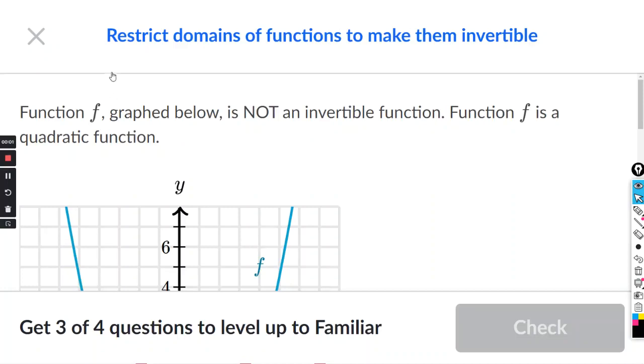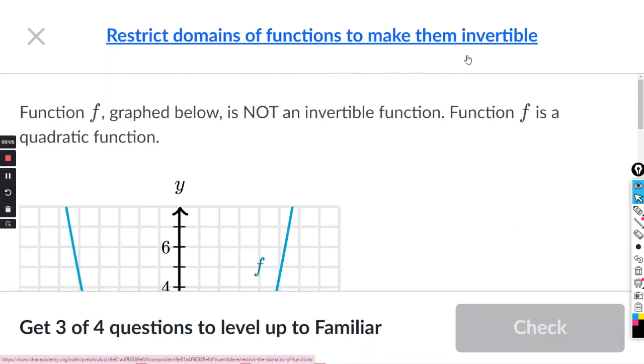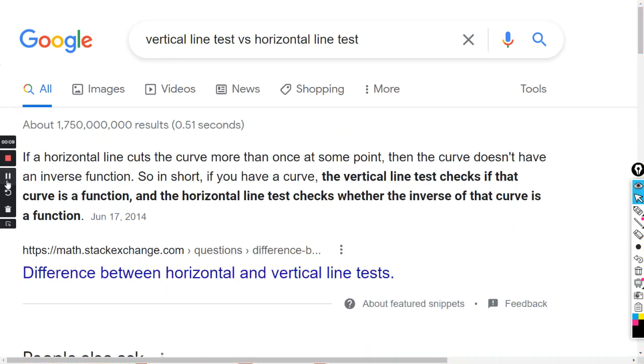This will be for the exercise: restrict domains of functions to make them invertible. So just a quick Google definition of the vertical line versus horizontal line test. Okay, we'll be using the horizontal line for this exercise.